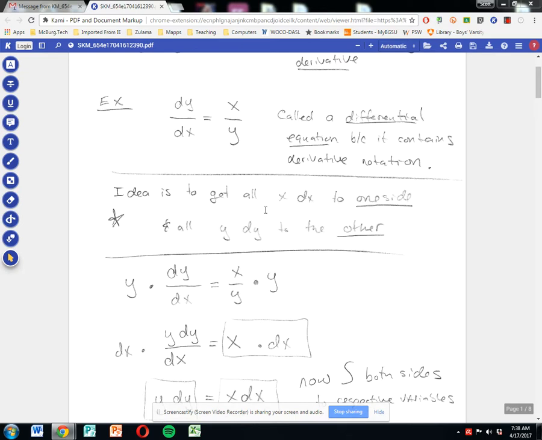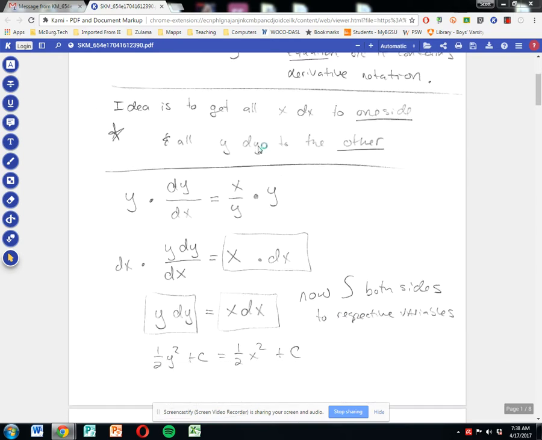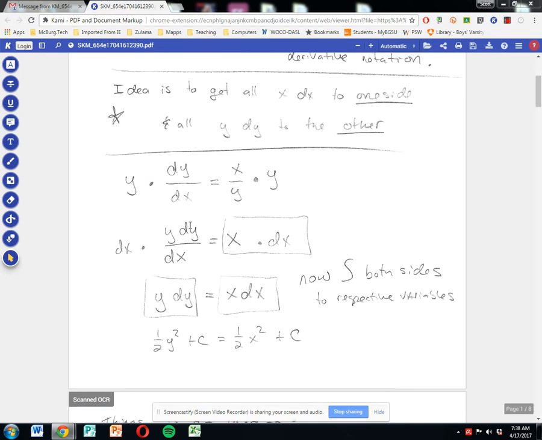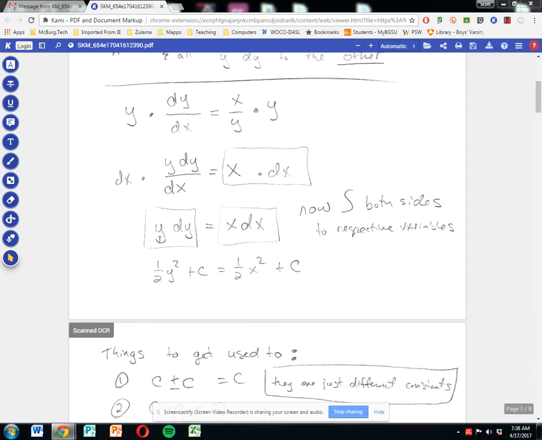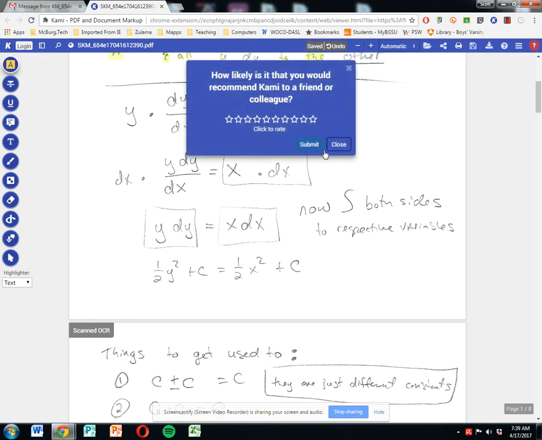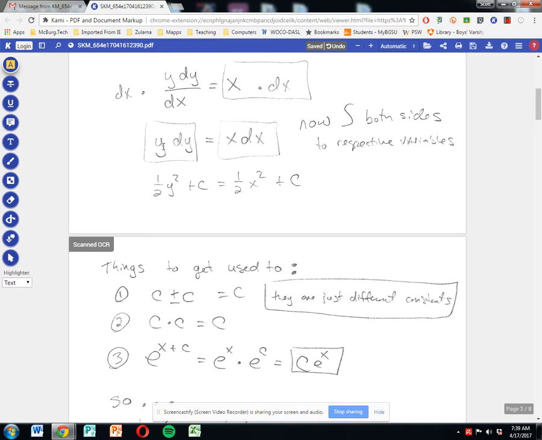So again, the idea is we're going to move the y's over here with the dy, and we're going to move this dx over here with the x. So all we really have to do in this particular case is multiply. We multiply both sides by y, it disappears over here and gives us y times dy dx, and we multiply both sides by dx, and it gives us x dx over here. So we wind up with y dy equals x dx. And now at this point, it's time to integrate both sides. Same as you always have, power rule: 1/2 y squared plus c equals 1/2 x squared plus c.